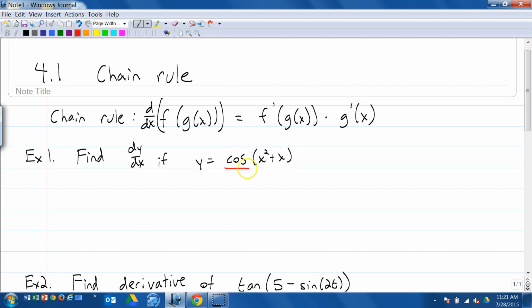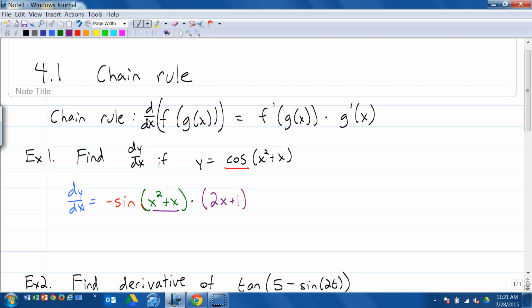First off, the outside would be cosine. So if I want the derivative of that, I would say that the derivative of y with respect to x is equal to the derivative of cosine is negative sine, and then we do not touch the inside. We'll call this the inside. This is like your g of x. This stays the same. Now we multiply by the derivative of the inside. So now what's the derivative of the inside? Should be 2x plus 1. And that's the final answer. It's this chunk times 2x plus 1.